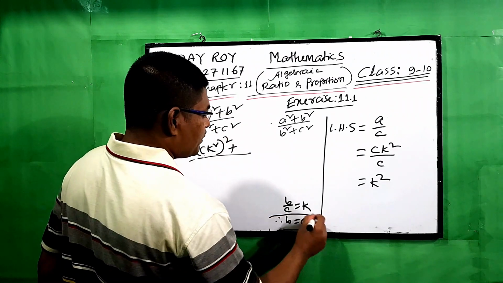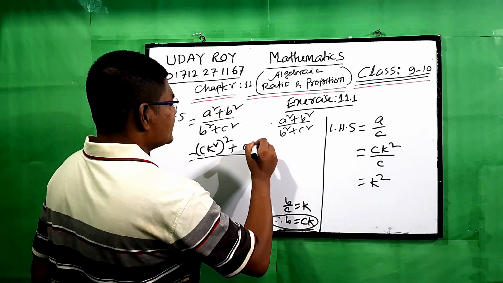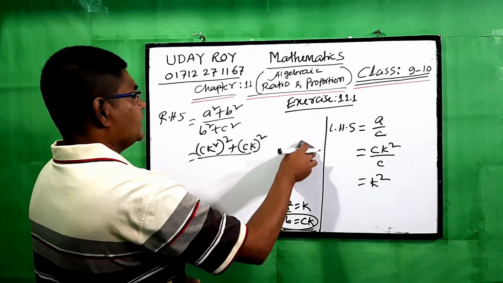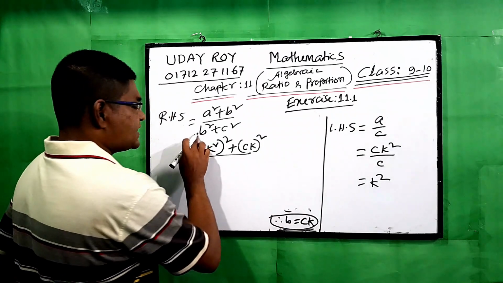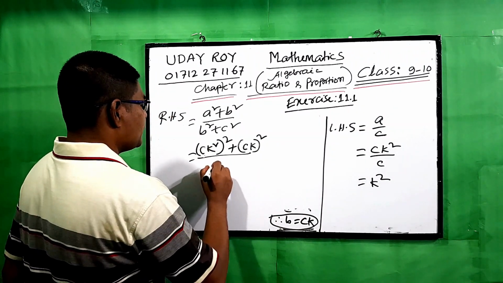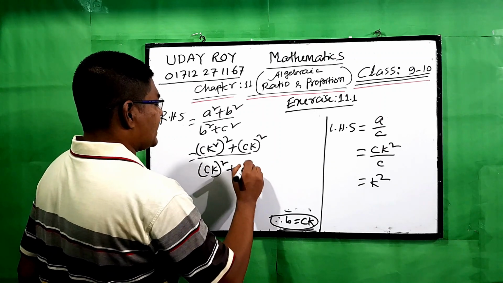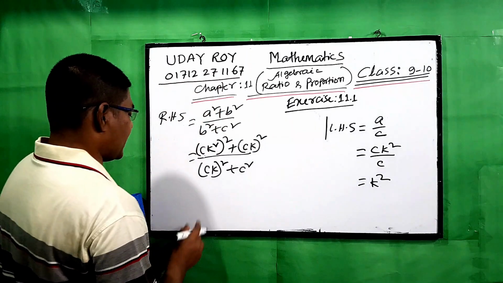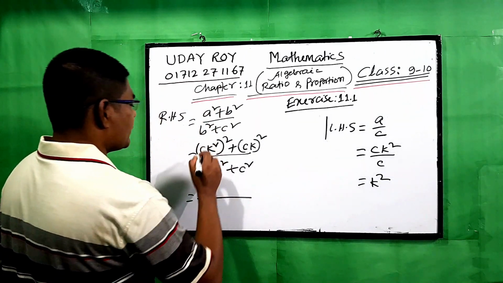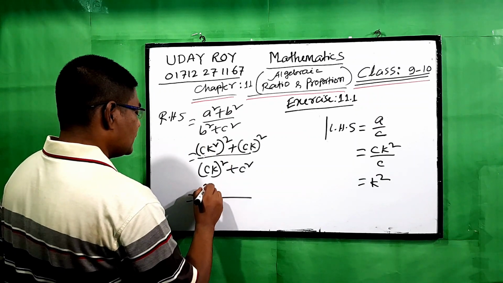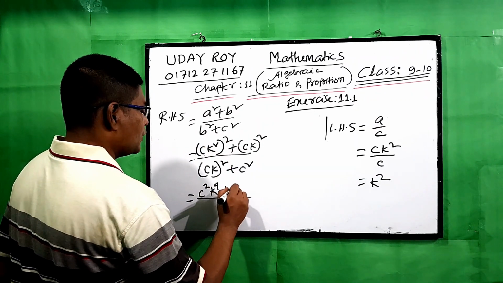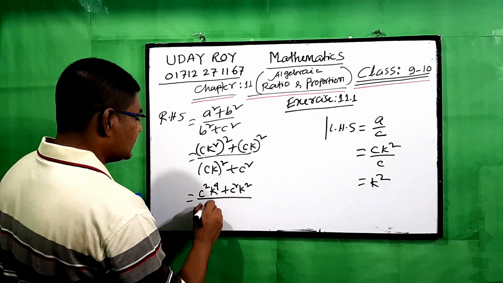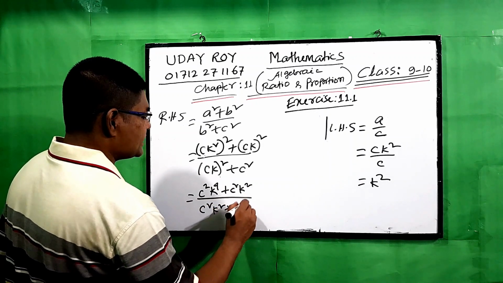What is the value of b? The value of b is ck, whole square. Here is b square. What is the value of b? The value of b is ck, whole square, plus c square. Now come back, we have got c square k to the power 4 plus c square k square, and we have got here c square k square plus c square.